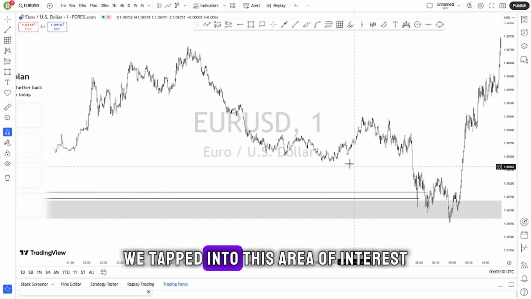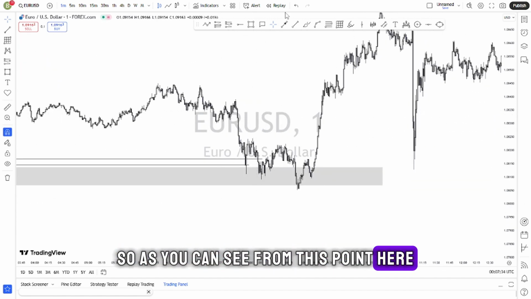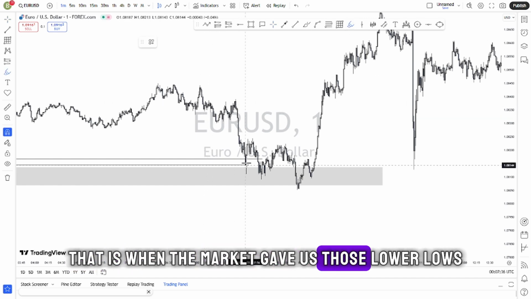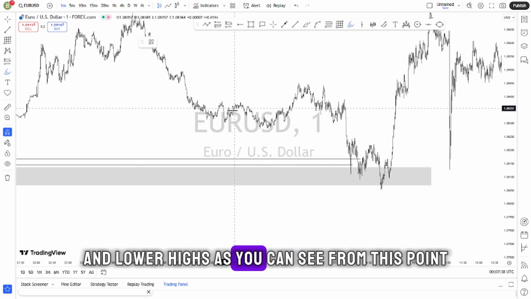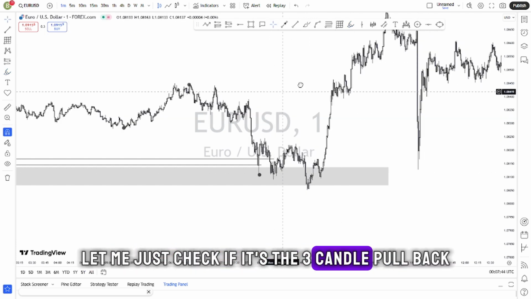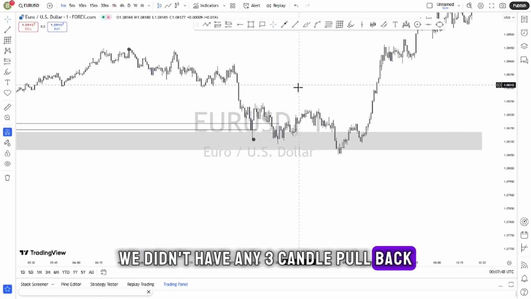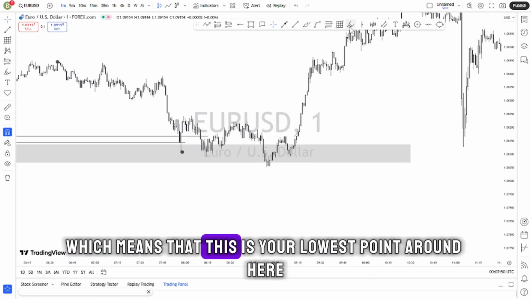We tapped into this area of interest. As you can see from this point here, that is when the market gave us those lower lows and lower highs. From this point, we had a low, lower high, lower low. Let me just check if it's the 3 candle pullback. As you can see, we didn't have any 3 candle pullback around that point, which means that this is your lowest point around here.